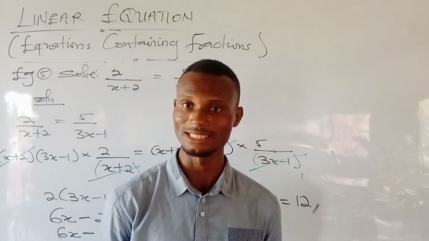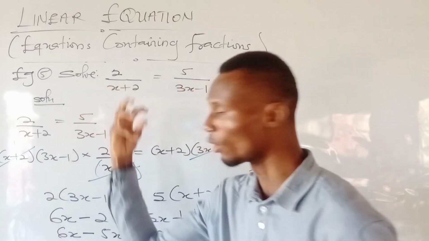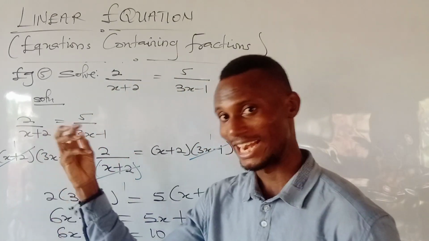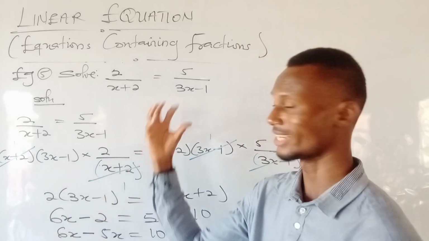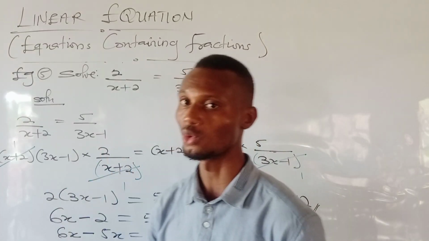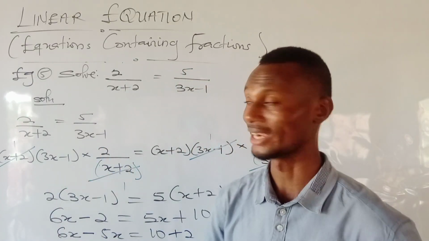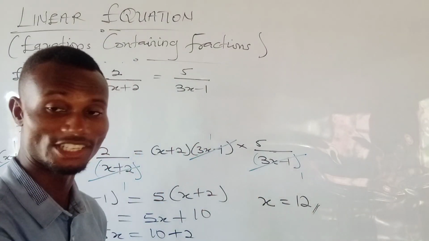So this is how to handle an equation where the denominators are not a number but an expression, or a variable. Now there's another way you can do it, and I want to show you that as well. So let me clean this one. I hope you understand the explanation for this one.